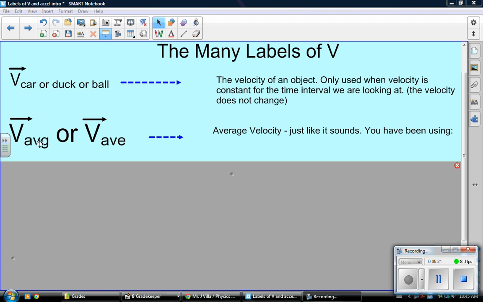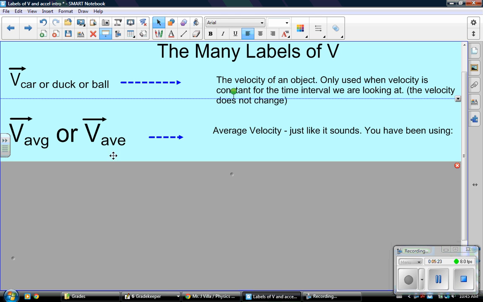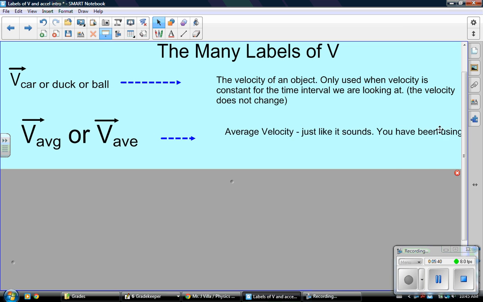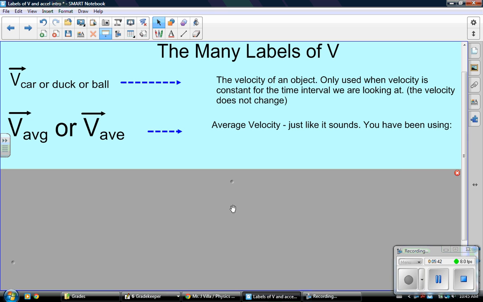Average velocity, I have seen some textbooks refer to it this way, V ave, not many, but some. And it's just like it sounds, it's the average velocity. We've been using that formula, delta D over delta T. But that's over an interval of time. Okay, that's what these first two are. It's an interval of time, so you have to have a change in time and a change in distance.